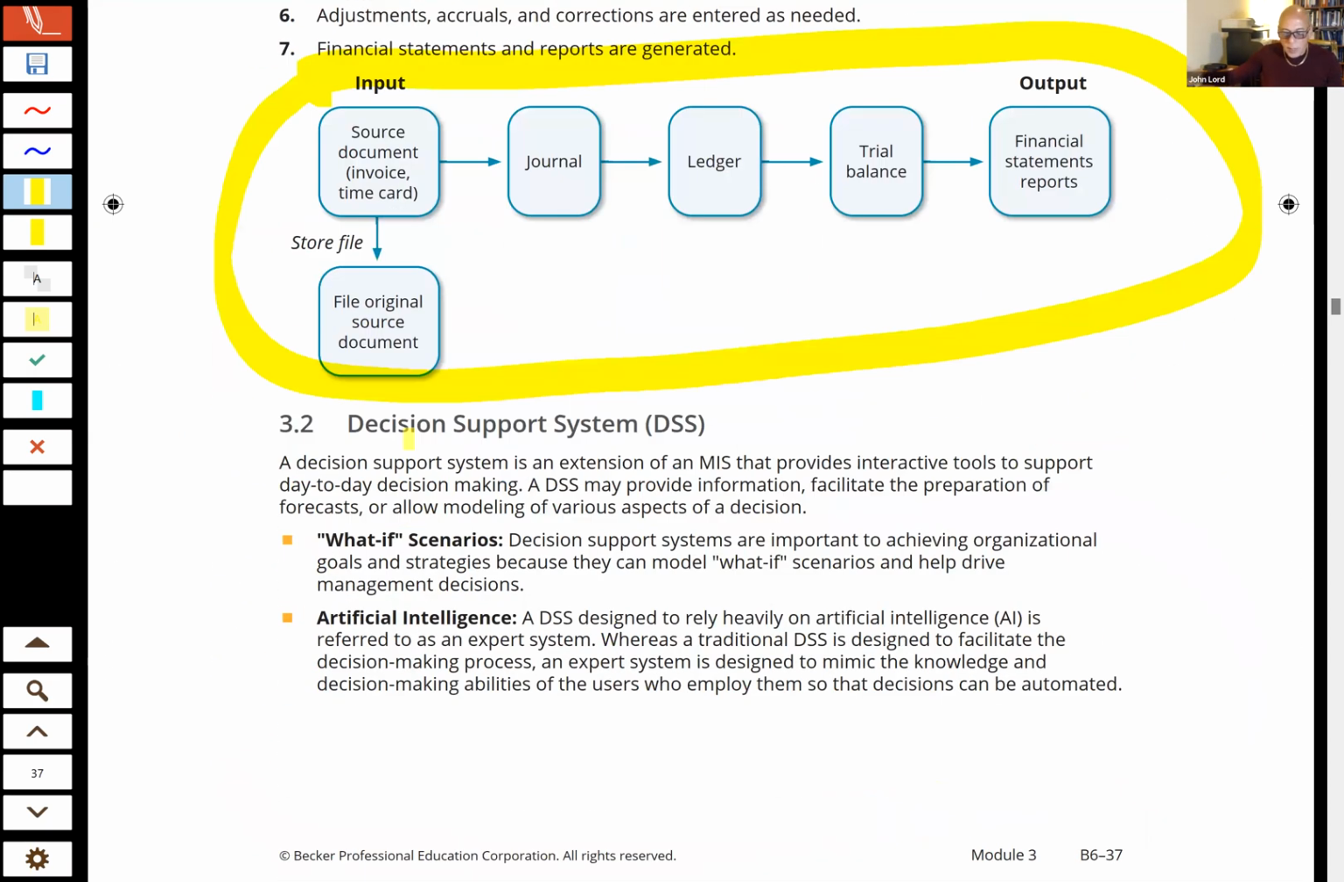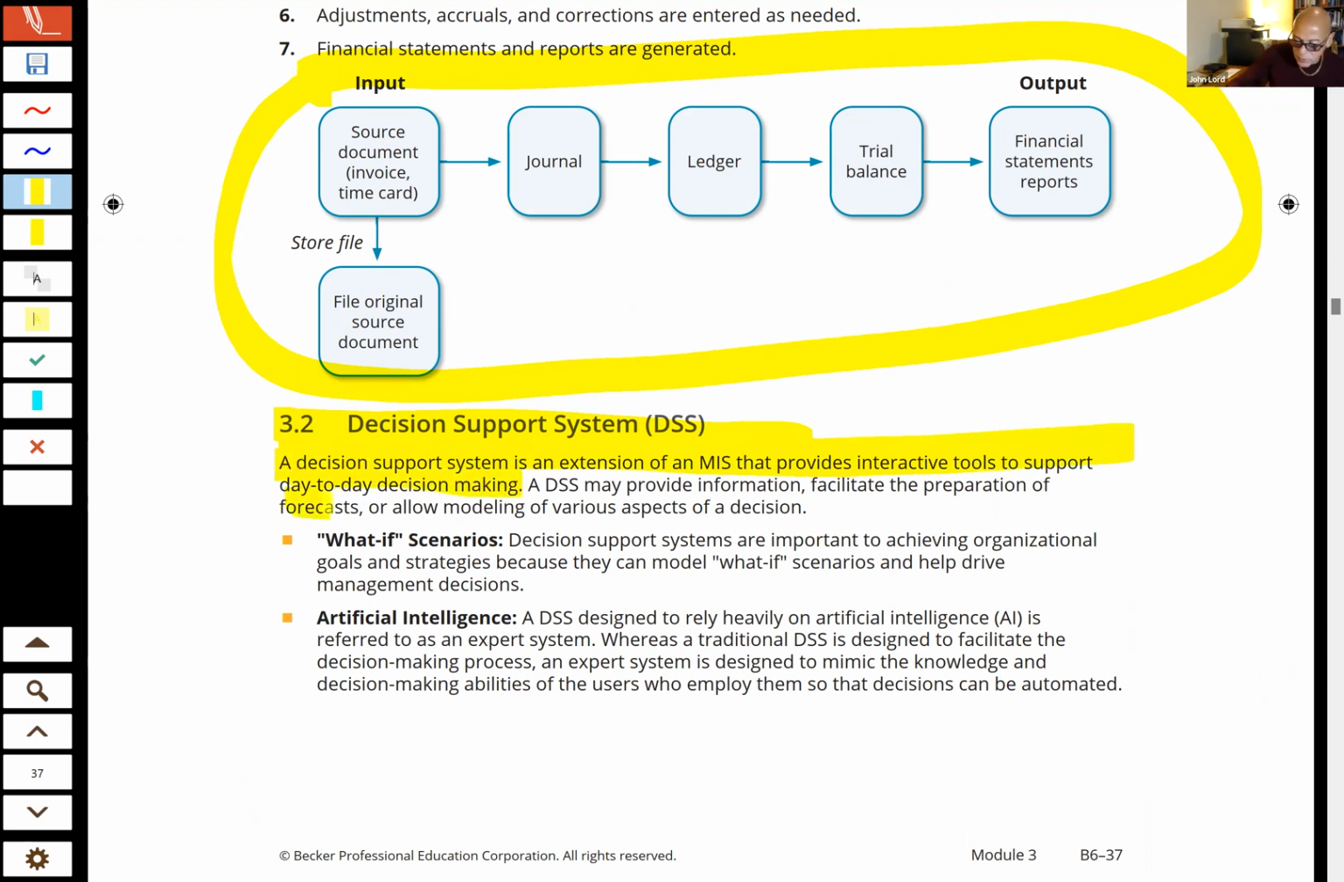Okay. Now, decision support systems. Okay, so we've got the information. Now we're going to start to use that information to help us with different types of tools for day-to-day decision making.